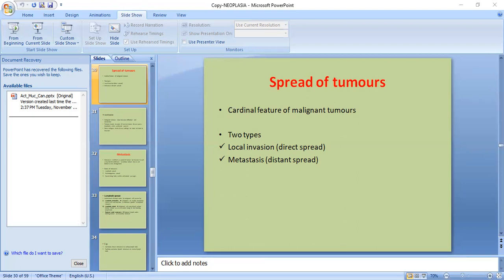Local invasion. Malignant tumors show invasion, infiltration, and destruction. Tumors invade via route of least resistance, that is, tissue spaces, lymphatics, veins, perineural spaces. Dense collagen, elastic tissue, cartilage are more resistant to invasion.